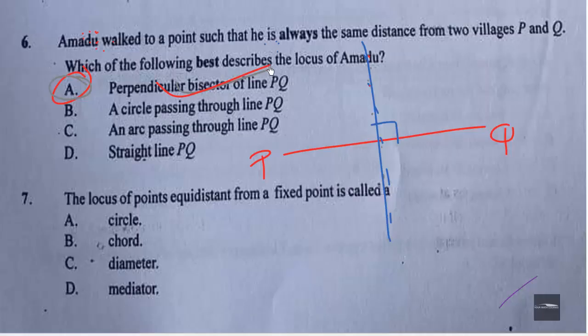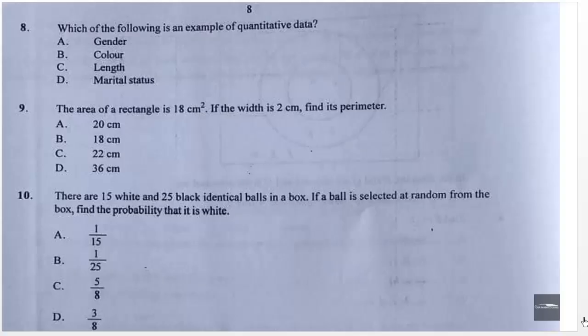The locus of a point equidistant from a fixed point is called. So the fixed point is the center. So the answer is A. Question number 8. An example of quantitative data is length. The area of a rectangle is 18 centimeters square. If the width is 2 centimeters, we have to find the perimeter.